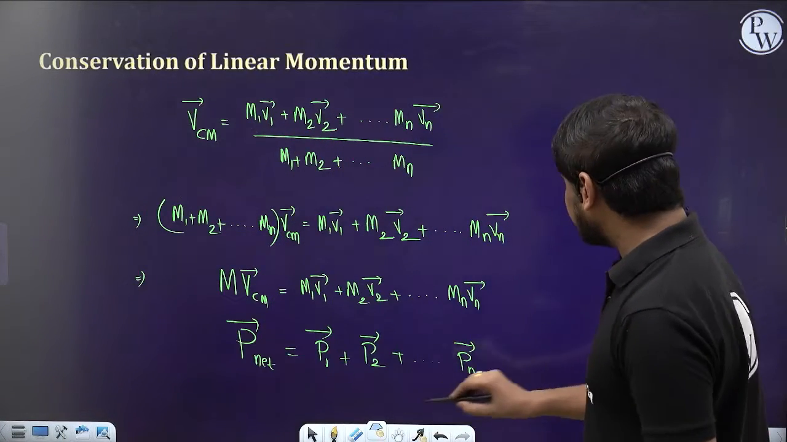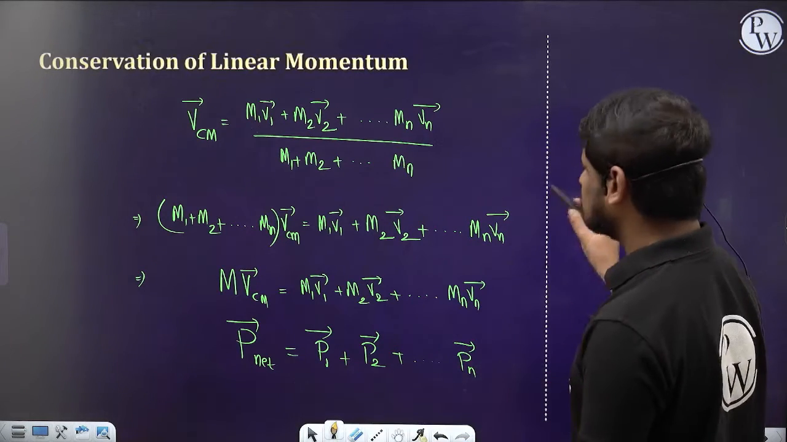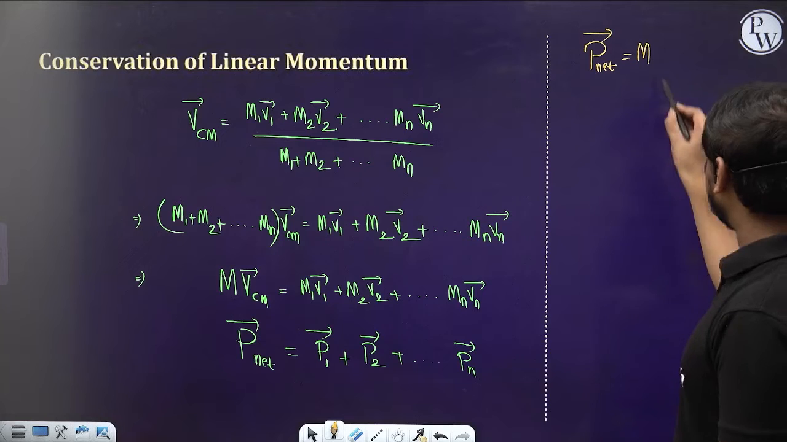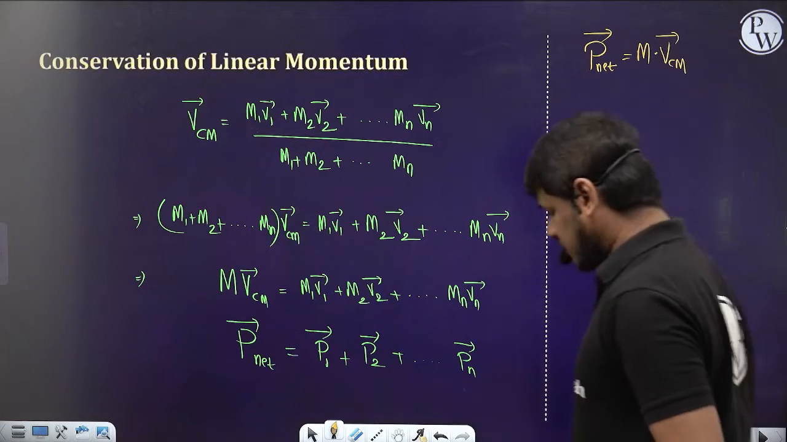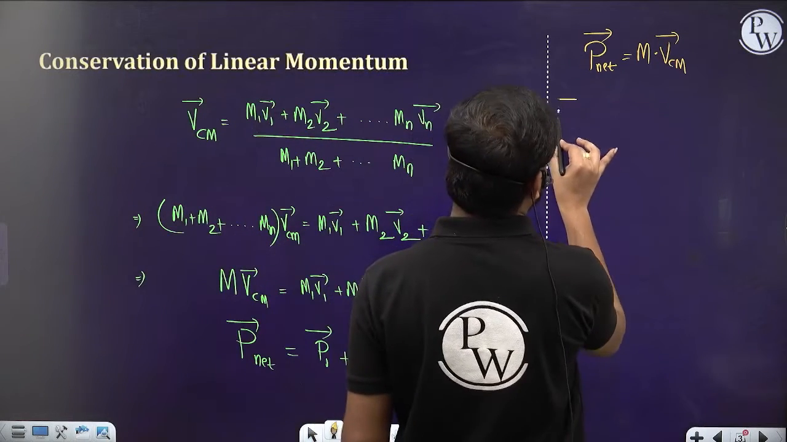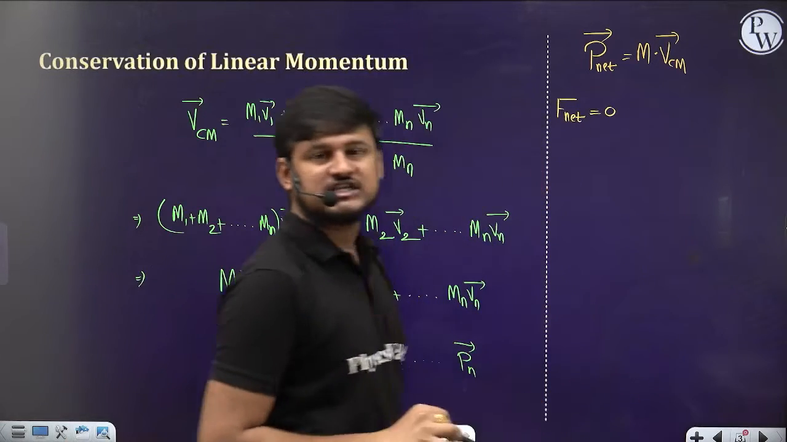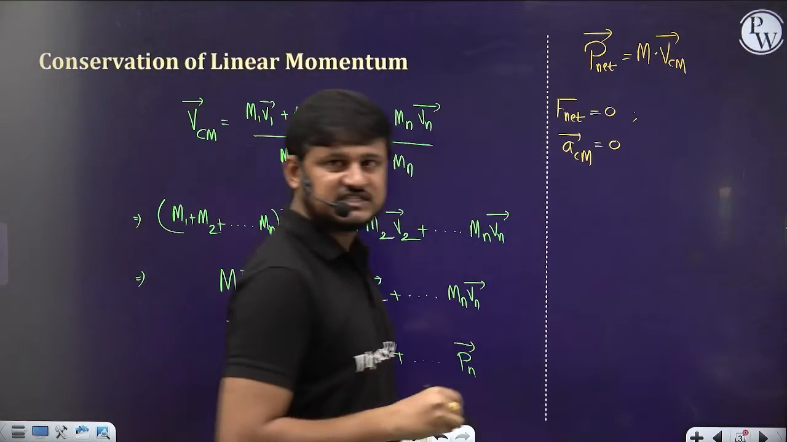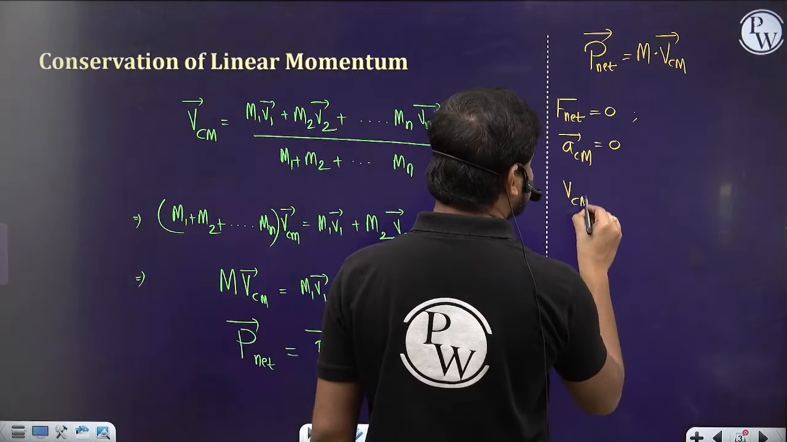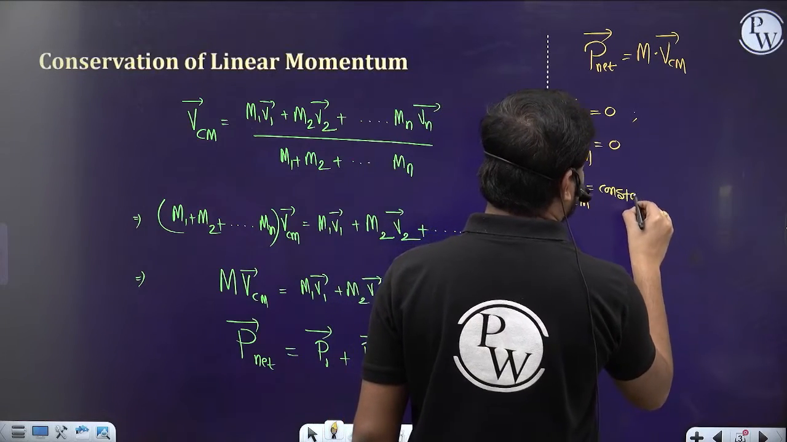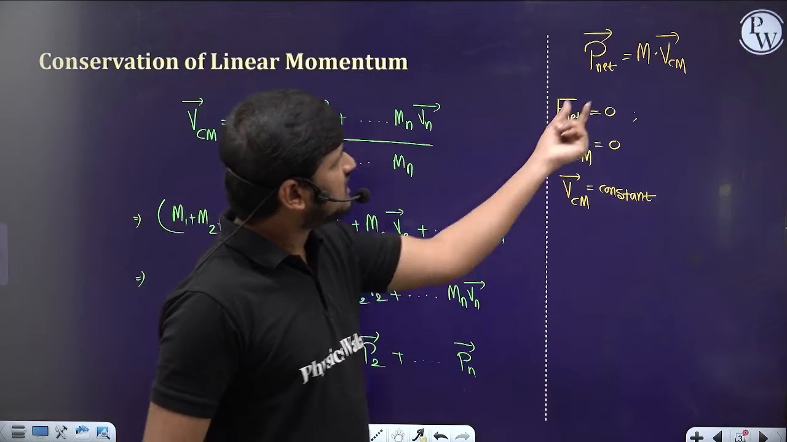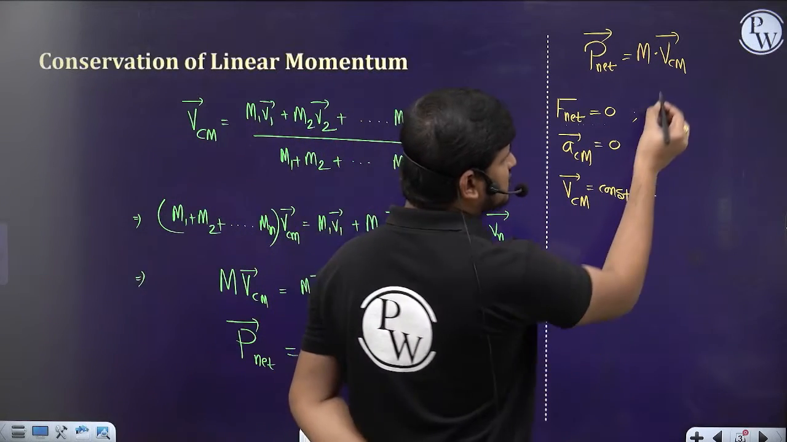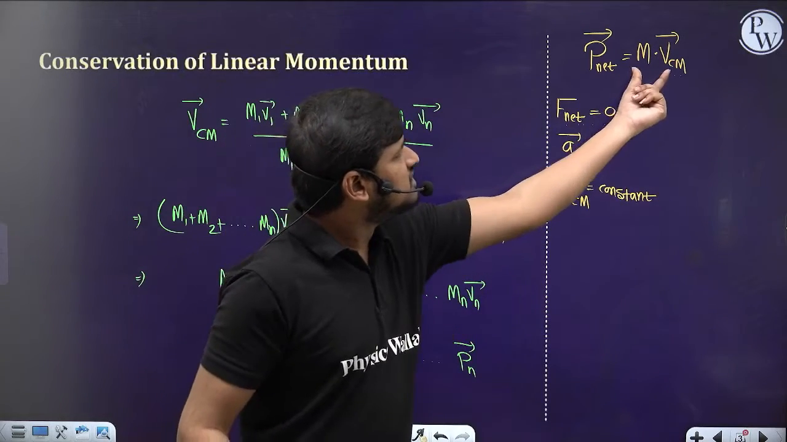Now understand this statement carefully. We have got P net of the system equal to the total mass of the system into its velocity of center of mass. Now, if there is no net force acting on the system, F net on the system is 0. Then we know that its acceleration of center of mass will be equal to 0, which we already discussed in the last session. And then its velocity of center of mass is going to be constant. So if there is no external force acting on the body, VCM is constant and the mass is also constant. That means this whole thing is going to be constant.